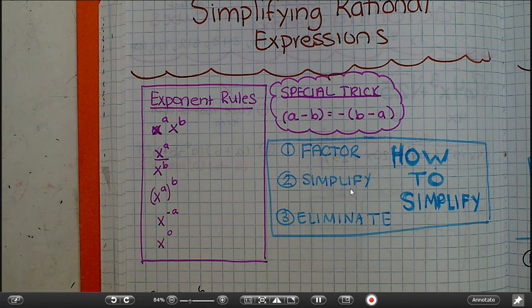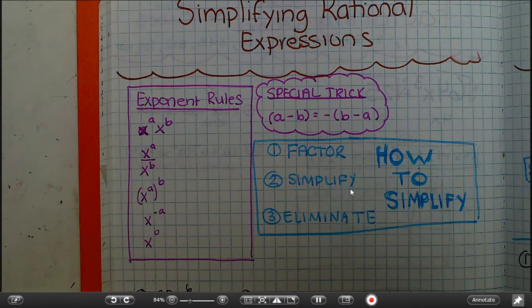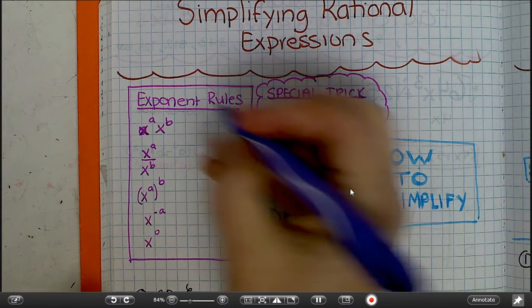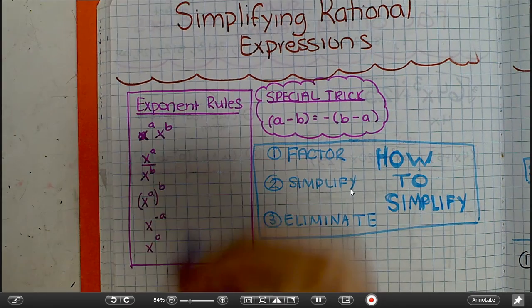Morning. We're going to talk about simplifying rational expressions today. And so we need to go over a couple old things. Exponent rules are old but useful, especially here. So let's just talk about what happens.